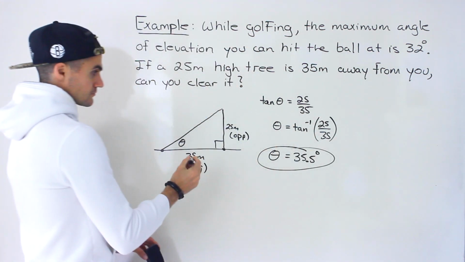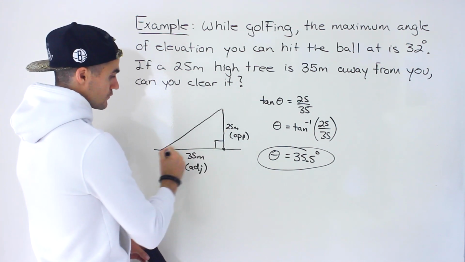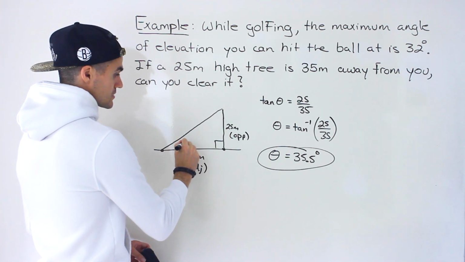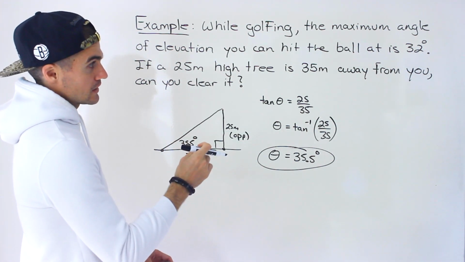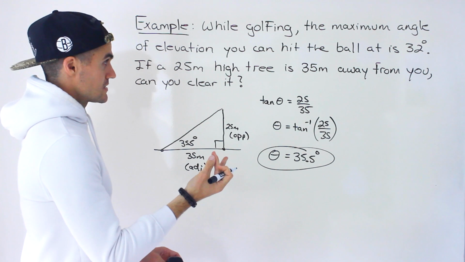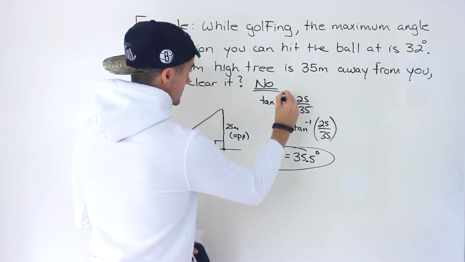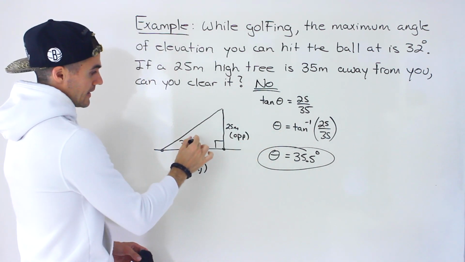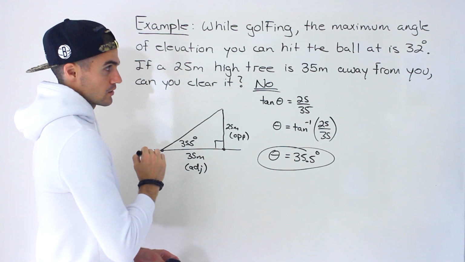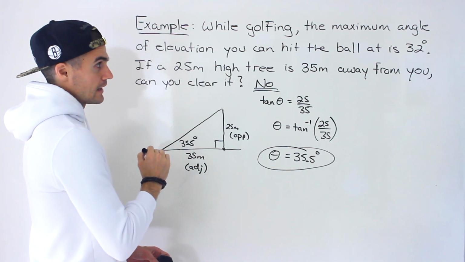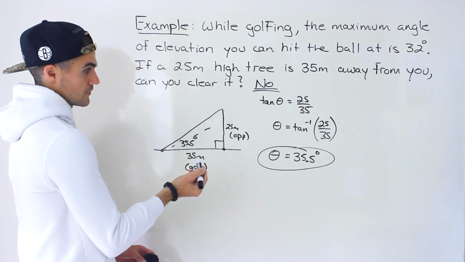And so the angle at which you have to hit the ball at in order to clear this tree, if the tree is 35 meters away from you, is 35.5 degrees. But the maximum angle that you could hit the ball at is 32 degrees. And so can you clear it? No. The answer is no, right? Because you can't hit the ball at this angle right here, because the maximum angle that you could hit it at is 32 degrees, and 32 degrees would be below this right here.